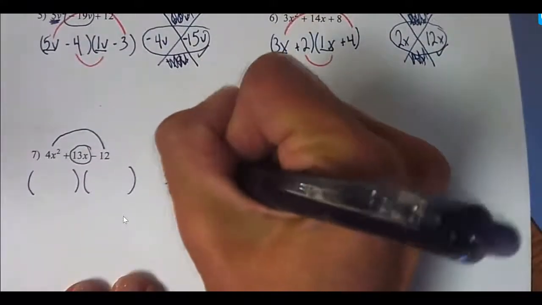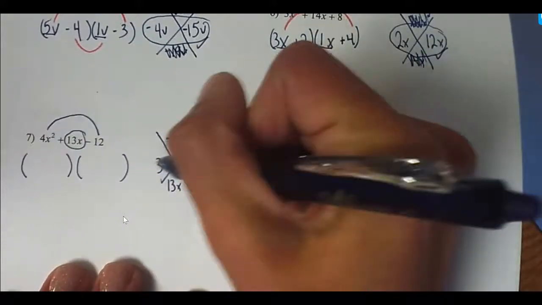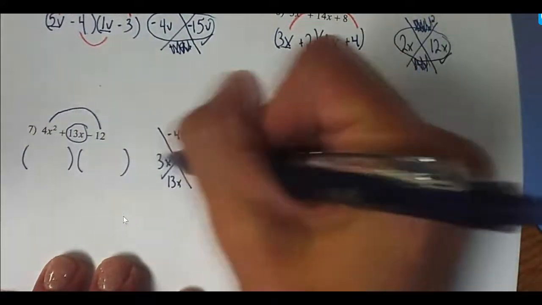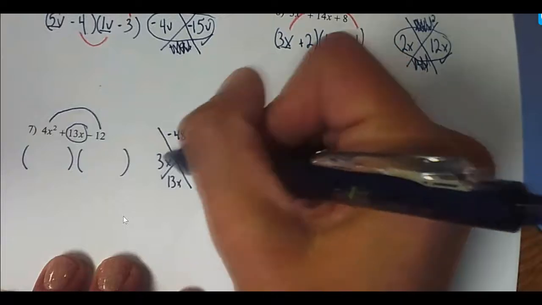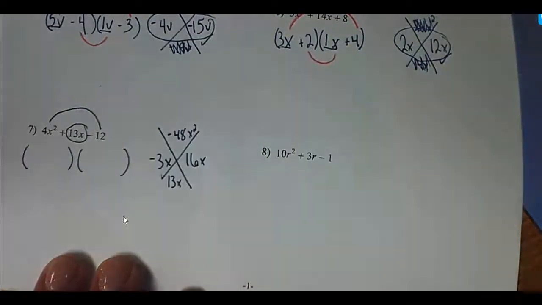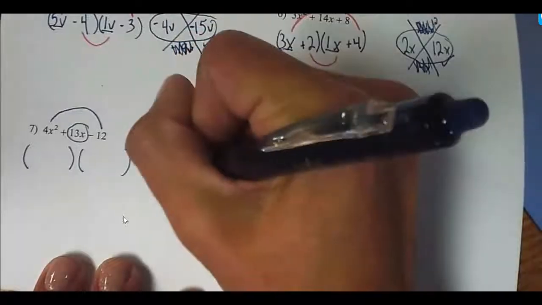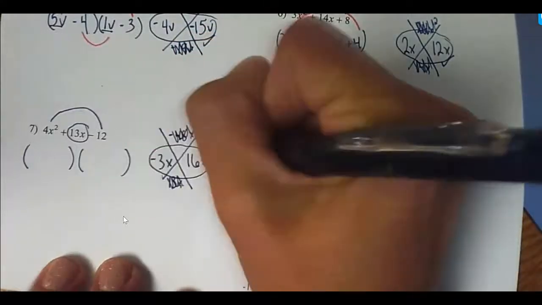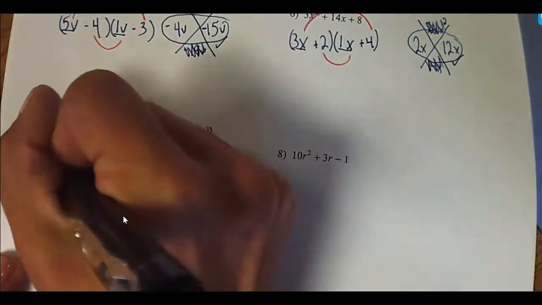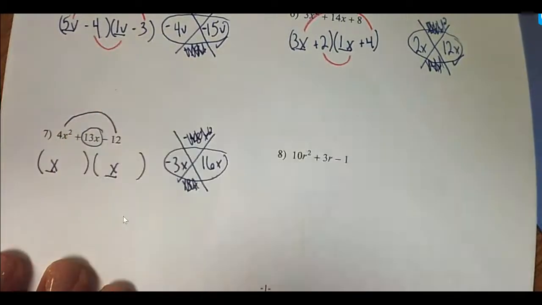And right now, 3 and 16, as they are, don't work. So I'll have to make one of these negative to get the negative 48, but I want to make the correct one negative to get positive 13, and that would be a negative 3. These numbers are done. These are the ones we want. So what times what makes 4x squared? But remember, x times x is the 4x squared.